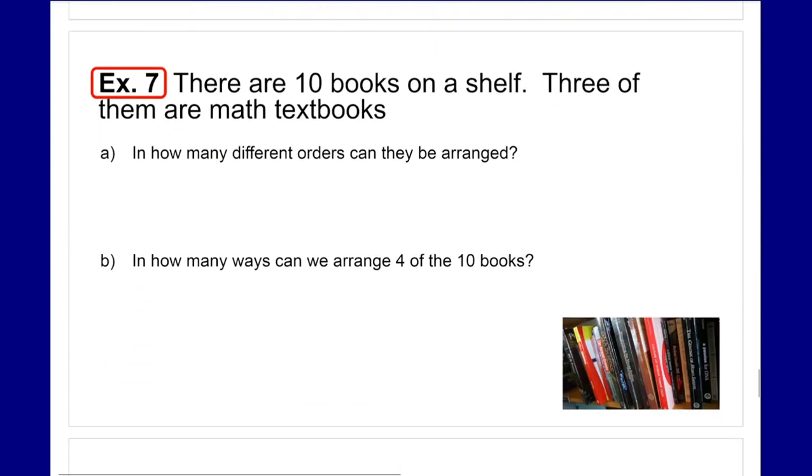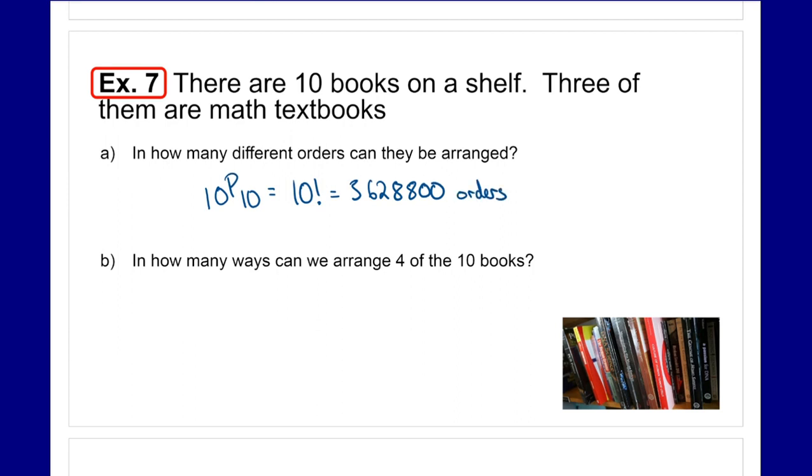There are 10 math books on a shelf. 3 of them are math, or 10 textbooks on a shelf, 3 of them are math textbooks. And how many different orders can they be arranged? Well, if I have 10 of them, I'm putting all 10 different textbooks. I could say 10P10, or just 10 factorial, or 10 times 9 times 8 times 7 times 6, and so on. 3,628,800. So 3,628,800 different orders.